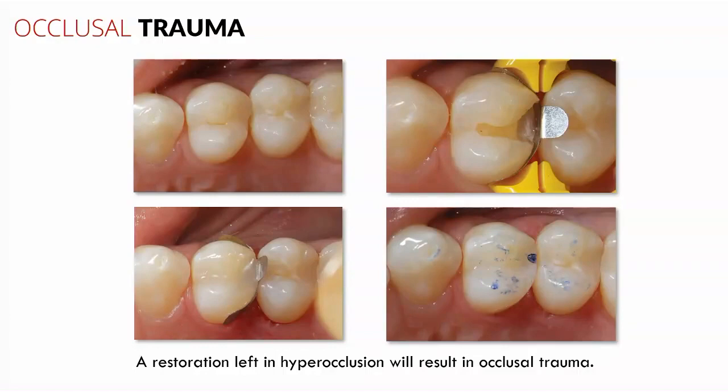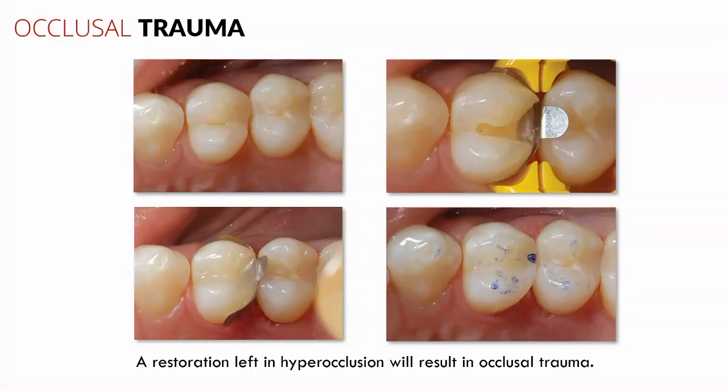A new restoration being left in what we term, and you may want to write this down, I don't think I have a slide on it, hyperocclusion. So what do we mean by hyperocclusion? When the restoration or the occlusion is too tall on that particular tooth, okay? Conversely, what would be hypoocclusion? If that restoration was made way too low and that tooth never gets the opposing tooth to touch it, okay? So you would have one less contact in the whole arch if you left that restoration in hypoocclusion, okay?